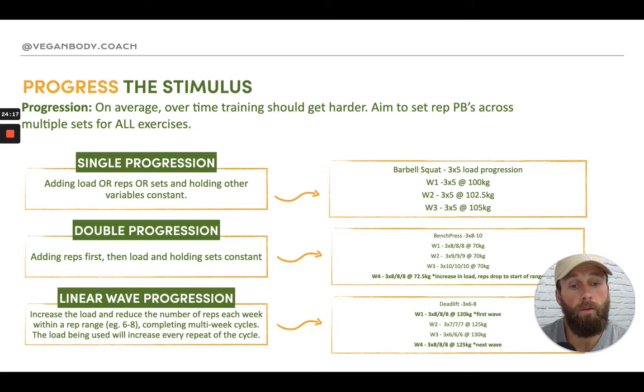Now at week 4, this is my next wave coming through because I'm now going back up to 8 repetitions, but I'm using a heavier load than the last time I did 8 repetitions. If you can see in week 1 there, I did 8 reps at 120, but on my second wave in week 4, I can now do 8 reps at 125. So as you can see, the load being used only increases every repeat of the cycle.